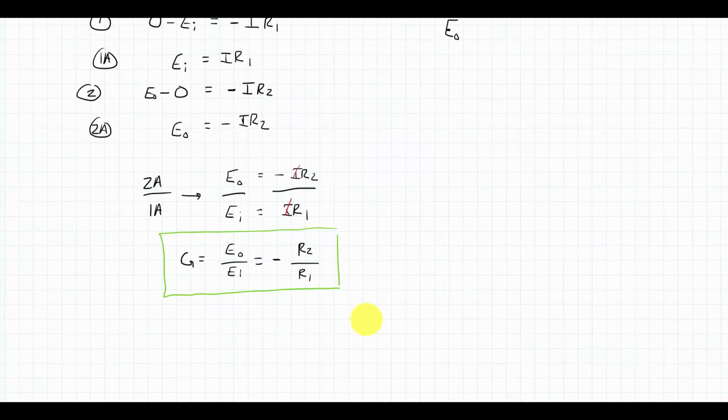And in the end, we got negative R2 over R1. Since it's always going to be a negative result, that tells us we have an inverting circuit that is going to reverse the polarity of the input by the time it gets to the output.